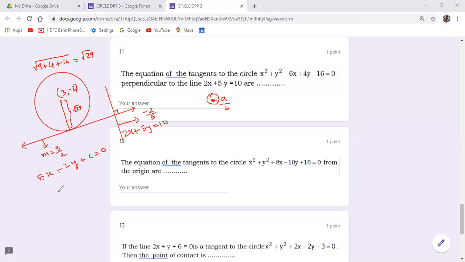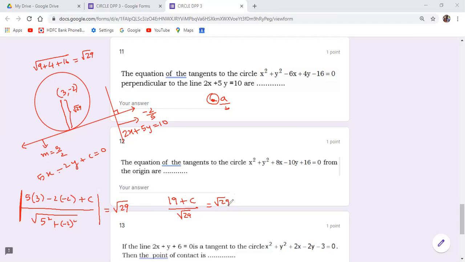So what I can say, the perpendicular distance will become 5 into 3 minus 2 into minus 2 plus c upon root of 5 square plus minus 2 square, which should be equal to root 29. Understood this? Yes, sir. So 15 plus 4 is 19. So 19 plus c upon root 29 equals root 29.